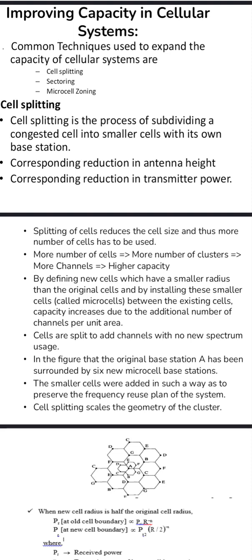So far, we have seen about the cellular concept, handoffs, prioritizing handoffs, practical considerations, interference and system capacity. Now, let us see about the methods to improve coverage and capacity.